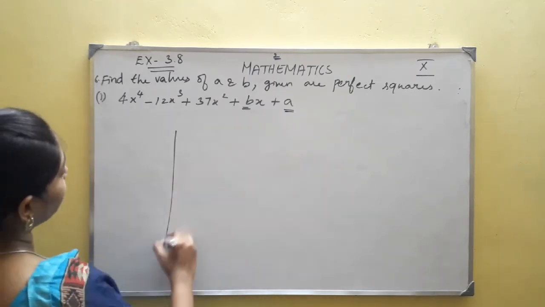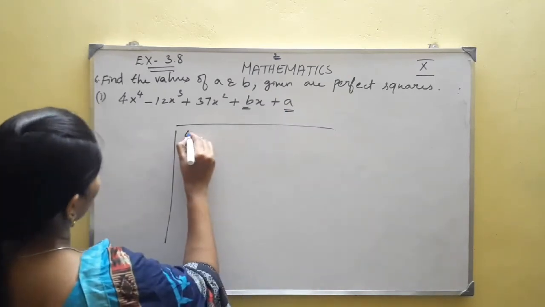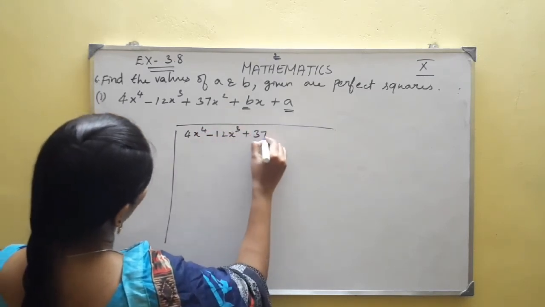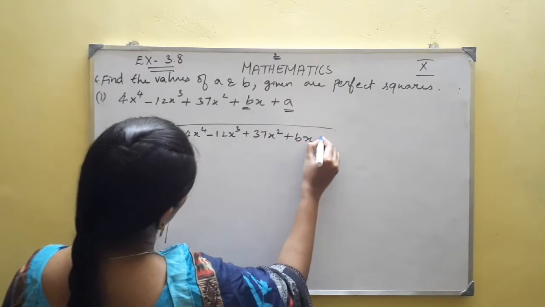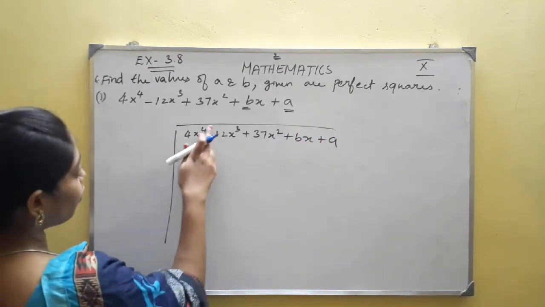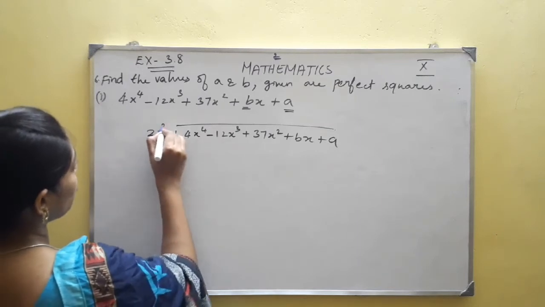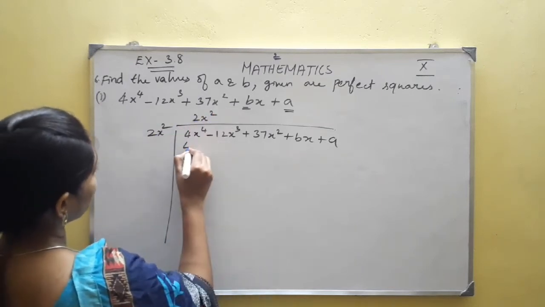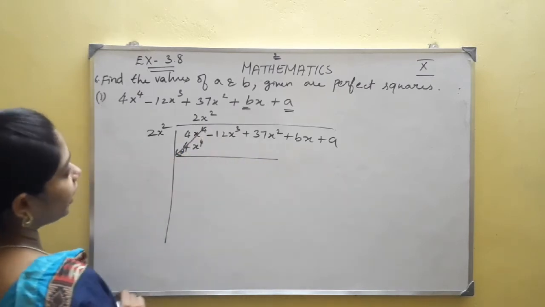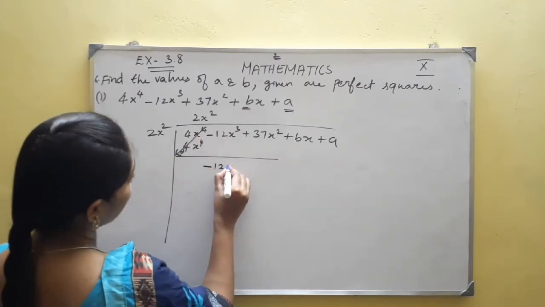In the same way, take this given polynomial plus 37x square plus bx plus a. You want to find a term that, multiplied by itself, gives you 4x power 4. That is 2x square. 2x square gives me 4x power 4. If I change the sign over here, it gets cancelled. Bring two terms to the next step.